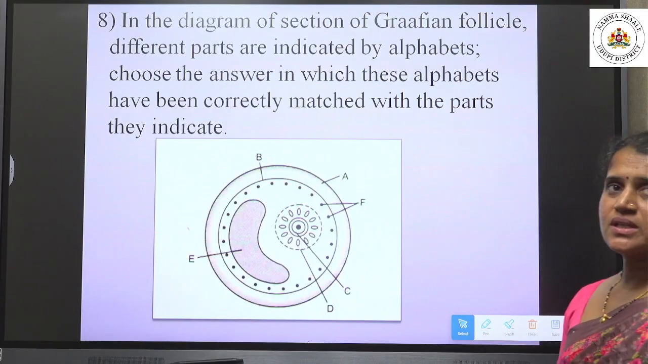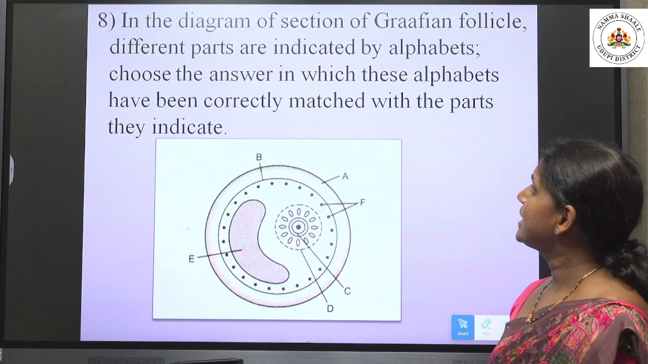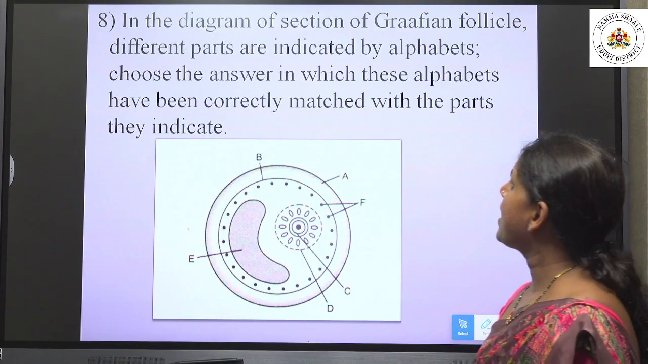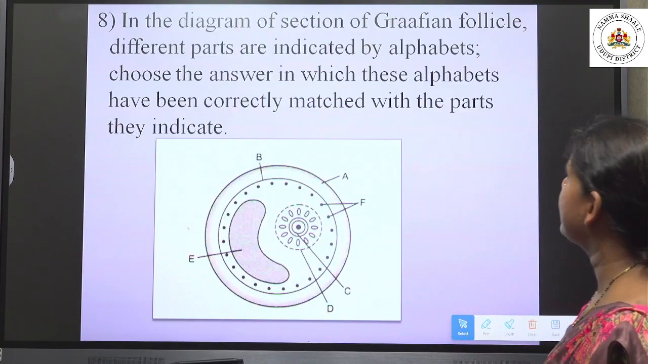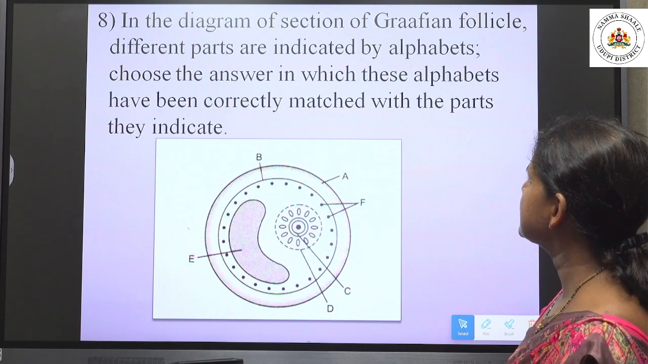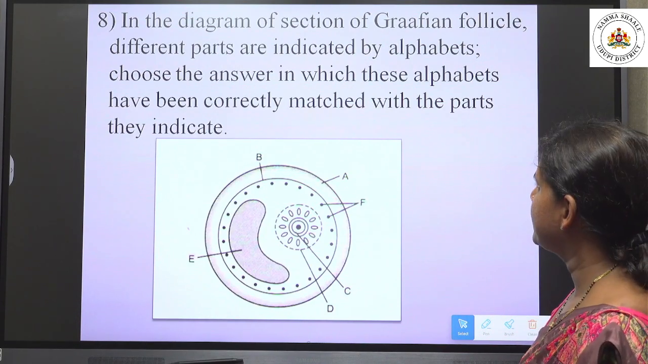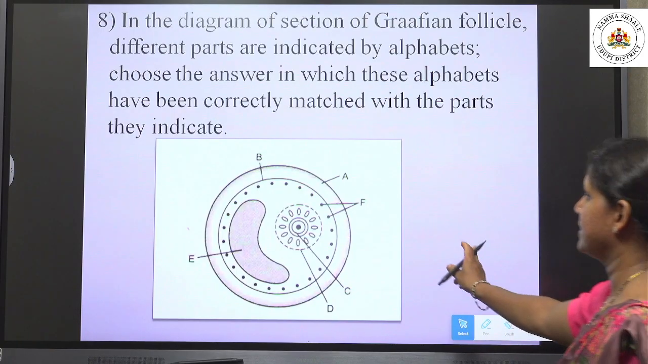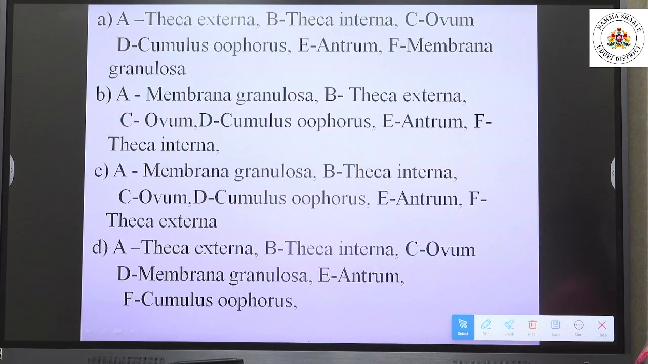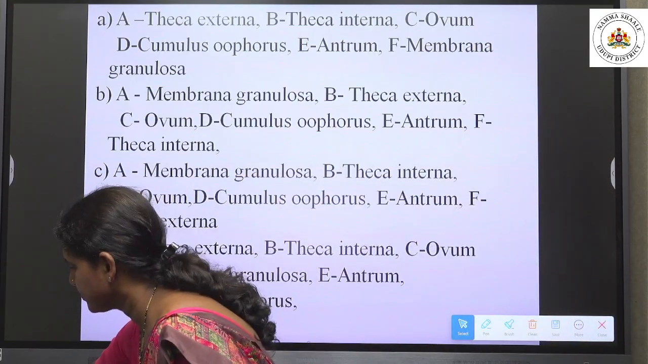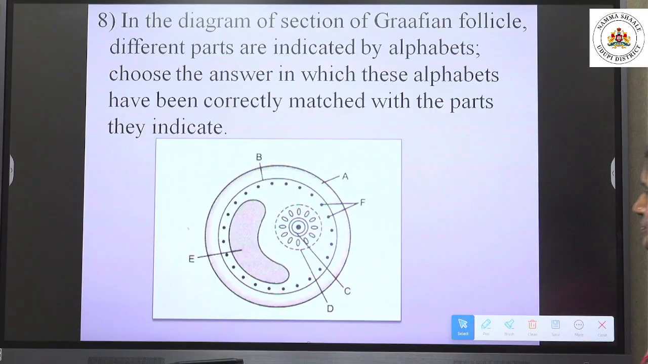So, next question. In the diagram of a section of a Graafian follicle, different parts are indicated by alphabets, and you must choose the answer in which these alphabets have been correctly matched with the parts they indicate. These are the options, and here is the diagram.